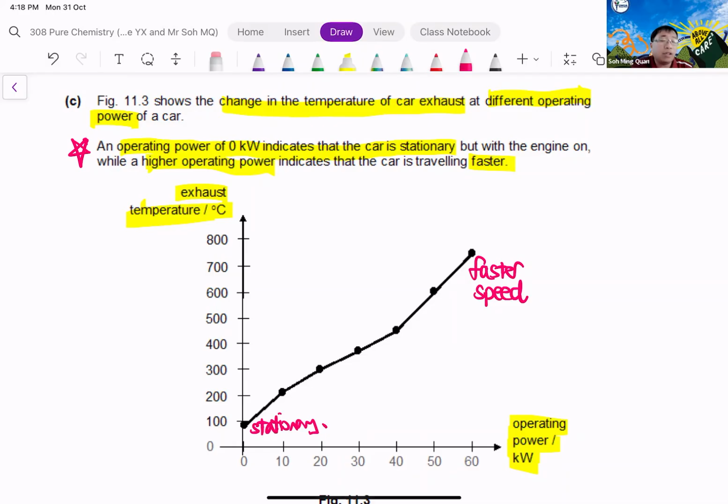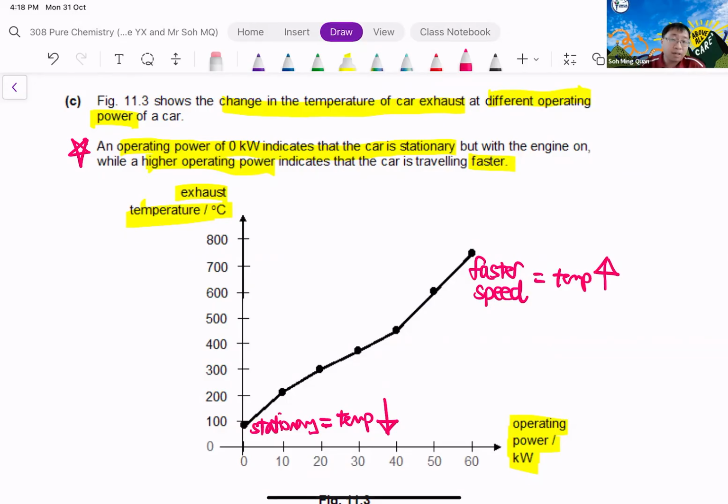Okay? So what do you notice about the temperature? If it's stationary, the temperature is low. If it's faster speed, temperature high. That makes perfect sense, right? If a car has been running at high speed, high power, you touch the car engine, hot. If the car is just at the car park, stationary, cold.